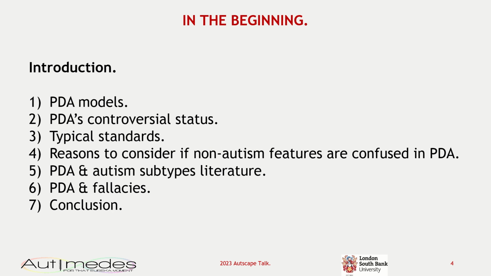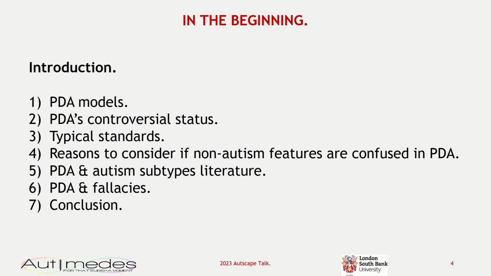Quick introduction, so what the talk covers: a few models of PDA, recognising PDA's controversial status, and an example of typical research standards. Then reasons to consider if non-autism features are being confused in PDA, and briefly the PDA and autism subtypes literature. Then fallacies in the PDA profile of ASD discourse, and then summing up.